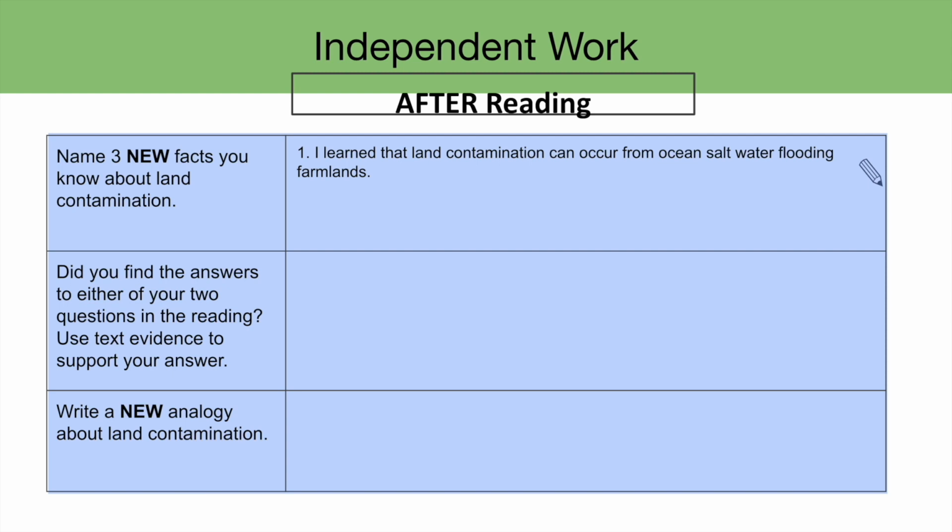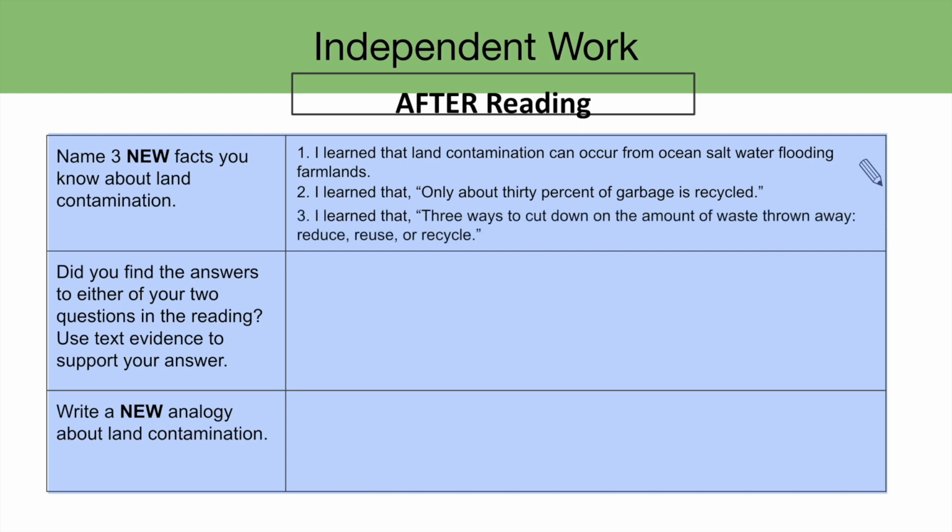So if there's farmland close to the ocean, and if there's a tsunami or a storm, ocean water can flood the farmland, and that would be really bad for the farmer. 2. I learned that, quote, only 30% of garbage is recycled. That's very low. I was hoping that the number would be higher. And 3. I learned that three ways to cut down on the amount of waste thrown away are reduce, reuse, recycle.